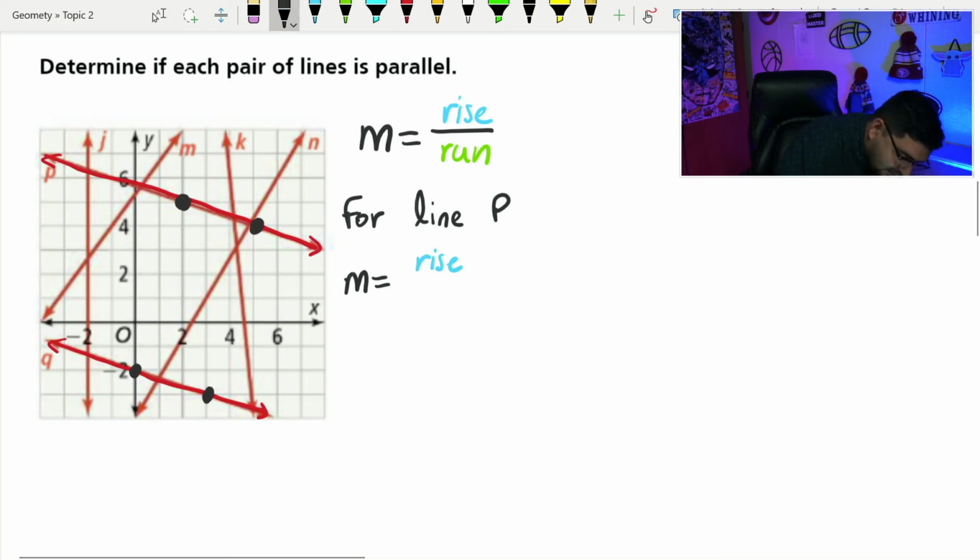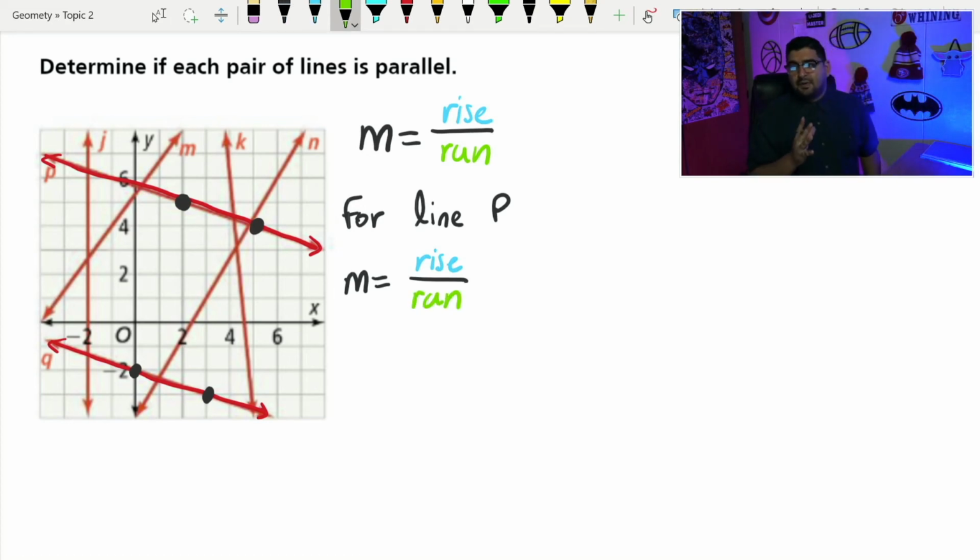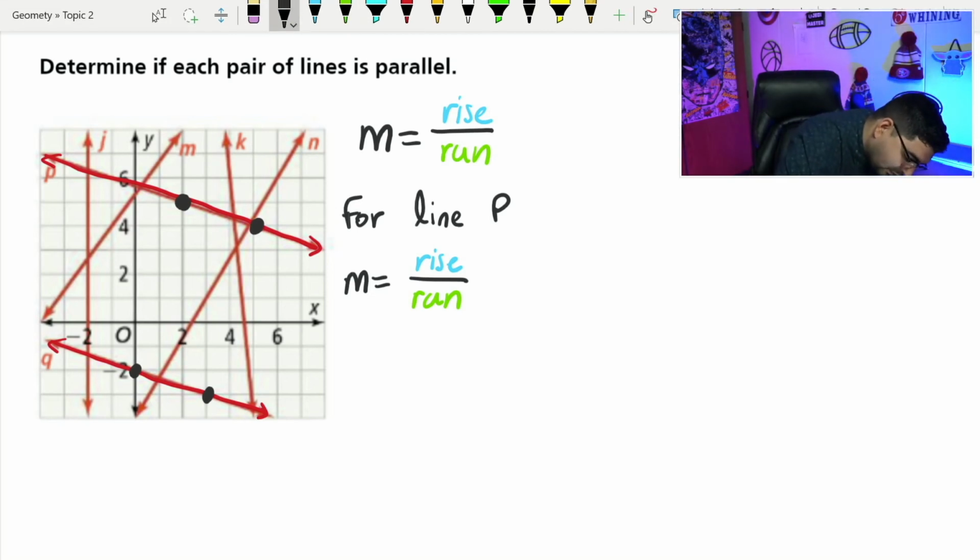Rise over run. And hopefully you remember a little bit of this from algebra. Rise, we're talking about the vertical movement. How much did this move up or down? Run is horizontal movement. How much is it moving to the right or to the left? And we're really talking about what does one point need to do to get to the location of the next point. So here I can see that this point goes down 1 space and to the right 3 spaces.